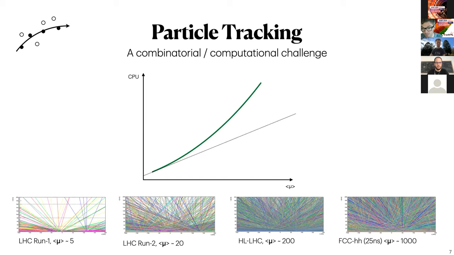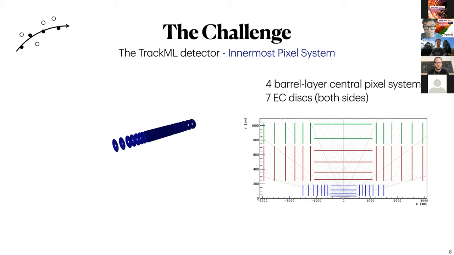Now, this is just an illustration. It's a highly nonlinear scaling in processing this with classical algorithms. I leave it to you to look up the different scaling plots from the experiments, which are updated constantly because the experiments, as we also saw before, are putting quite a lot of work into trying to optimize this. Now, for the challenge, we needed a detector. So we came up with a virtual detector, the TrackML detector.